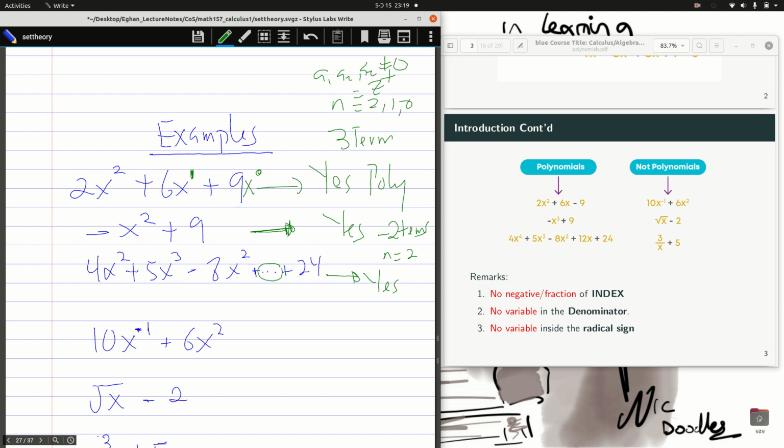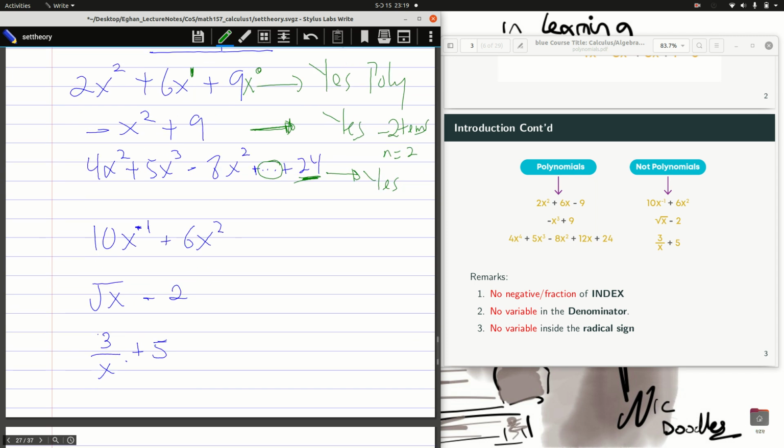These dots are in the middle, and the last term is 24, and the indexes are positive indexes. The leading coefficients are 4, 5, negative 8 and 24. So it's a polynomial. If I come to example 4, this is not a polynomial. Why? Even though my leading coefficient a1 is 10, a2 is 6, it is satisfied. But look at the index of my x, it is -1.